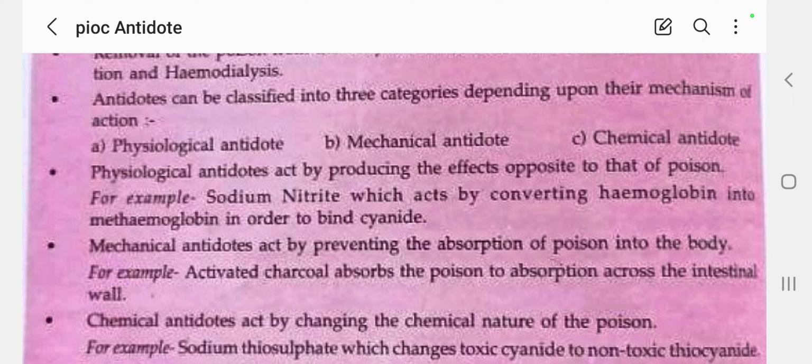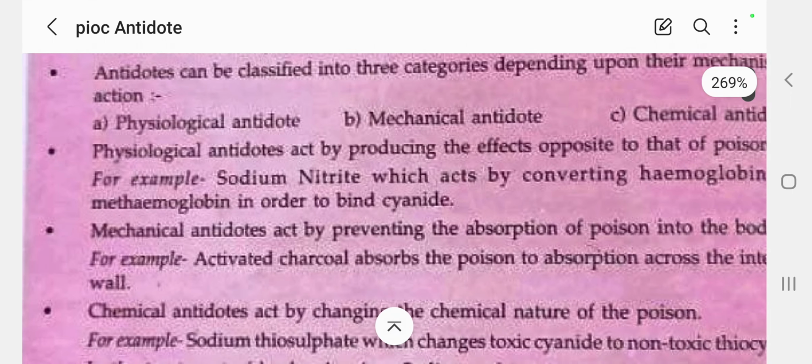This is why it is termed a physiological antidote: physiologically it changes the nature of our body, with hemoglobin converting into methemoglobin, so that it is very easy to bind with the cyanide. Here the cyanide is present in our stomach, and the methemoglobin binds with the cyanide, so automatically it is excreted through the kidney, so that the person is released from the excessive cyanide poison.